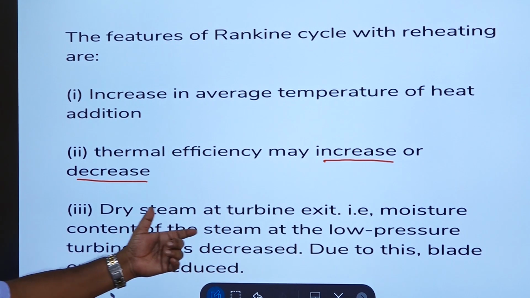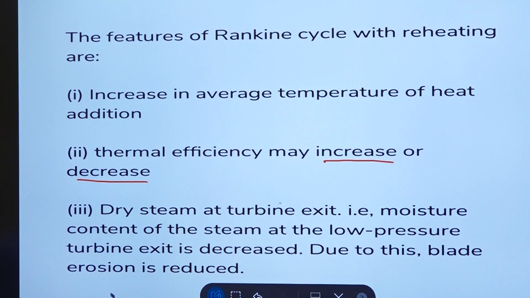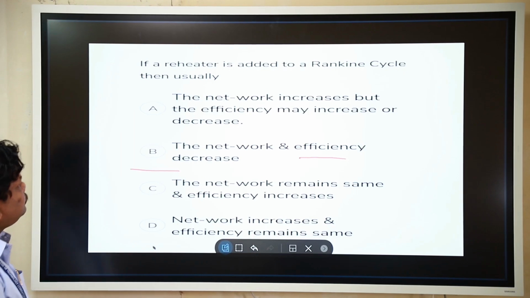The steam is drier at the turbine exit, that is, the moisture content of the steam at the low pressure turbine exit is decreased. Due to this, blade erosion is reduced. So, next one.